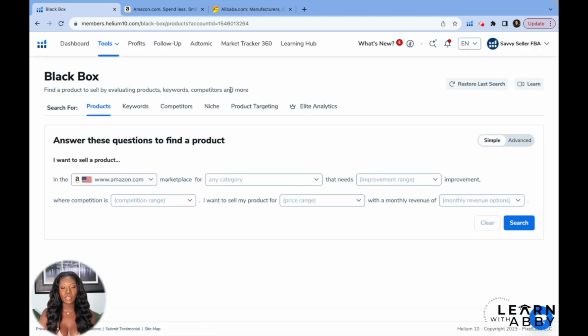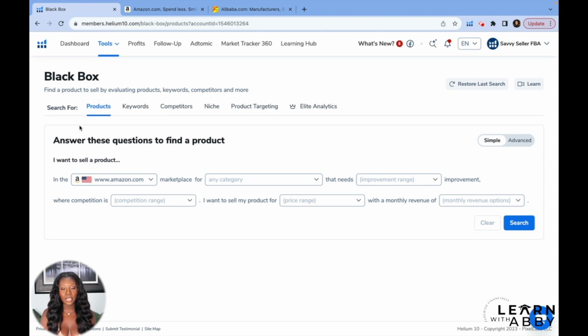It's going to default to this specific setting that we're seeing, which is products, but you can also search for products with the black box tool using the keywords tab, competitors, niche, product targeting. It's completely up to you, but I find myself mostly using products or keywords. That's how I'm comfortable doing my product research.